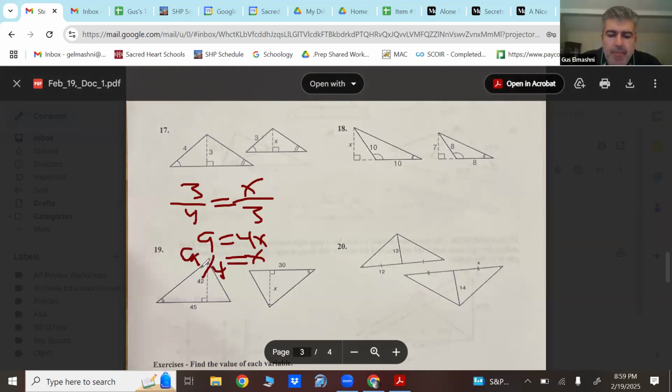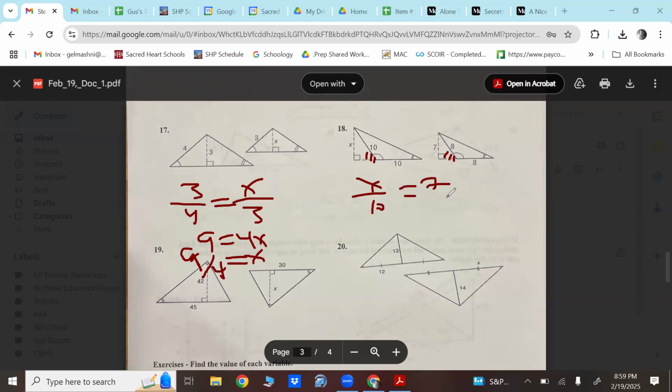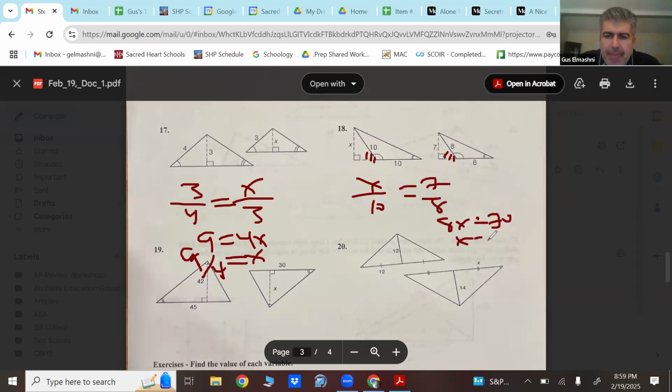X equals 9/4. These are going to be similar triangles because these are going to be the same, with upright angles. X over 10. 8x equals 70. X equals 70 over 8, which reduces to 35 over 4.